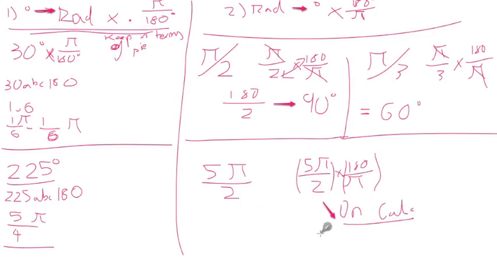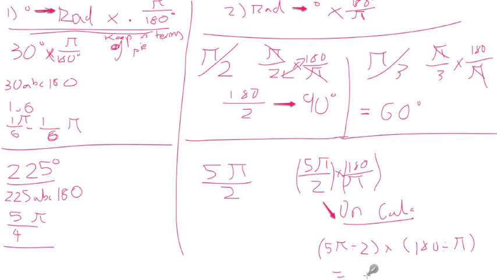On calc, you just go bracket 5 pi divided by 2 bracket times bracket 180 divided by pi. Let me just throw it in right now for you, so 5 pi divided by 2 bracket times bracket 180 divided by pi bracket, see if I got it right, and you get 450 degrees.